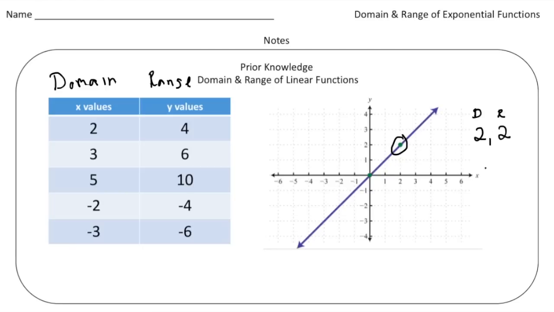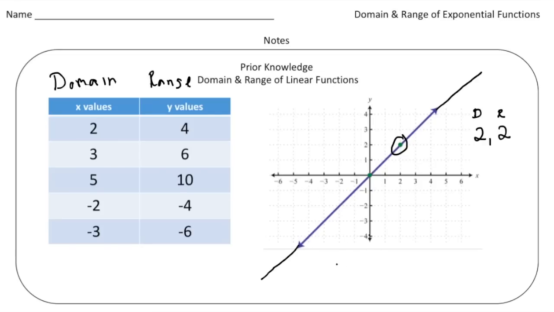Another thing to keep in mind is that because this is a linear function, this line keeps going on and on forever, which means our x values will go on and on forever. So there's really going to be an unlimited number of domain values for our x value, and also for the y values. This line is going to keep going this way, so we're going to continue to have as many y values as you want.